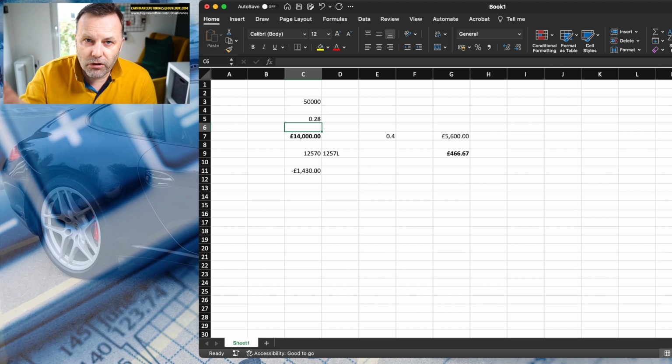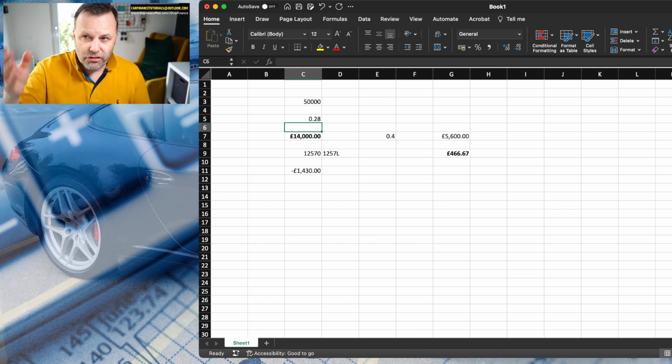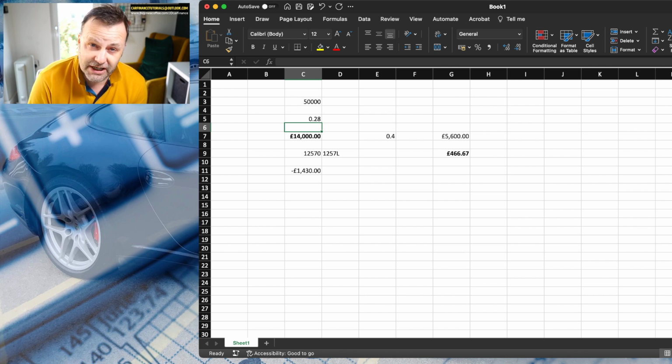The more benefit in kind you have, the more is going to come off your personal allowance, and therefore the earlier you're going to start paying tax at the higher rate. I hope that makes sense. So I just want to touch on that.